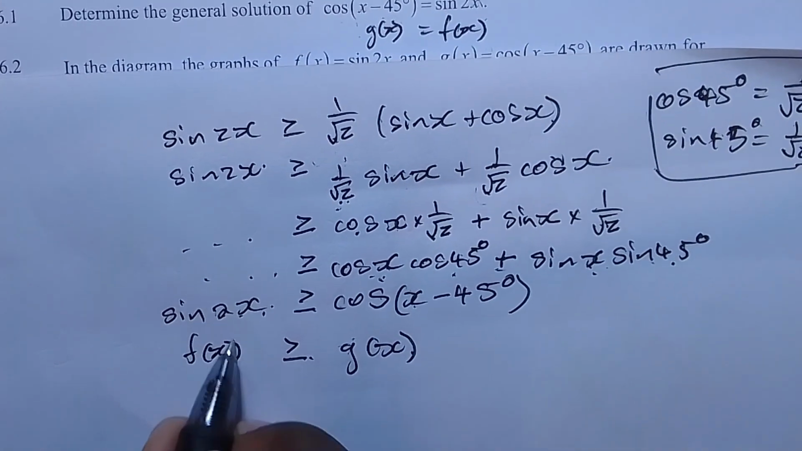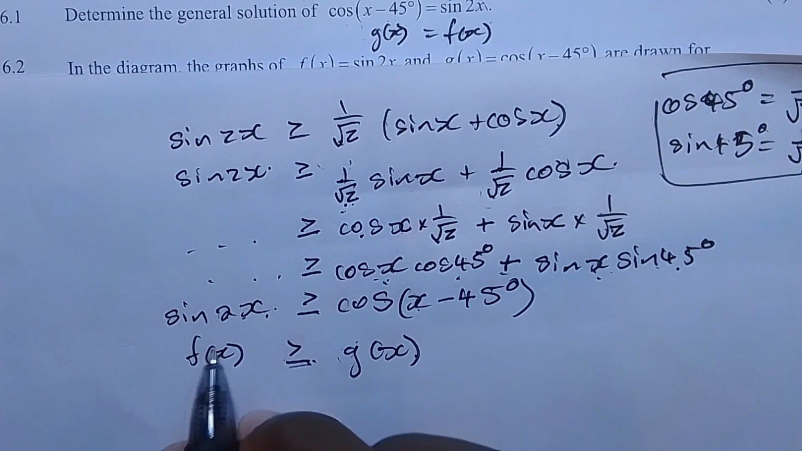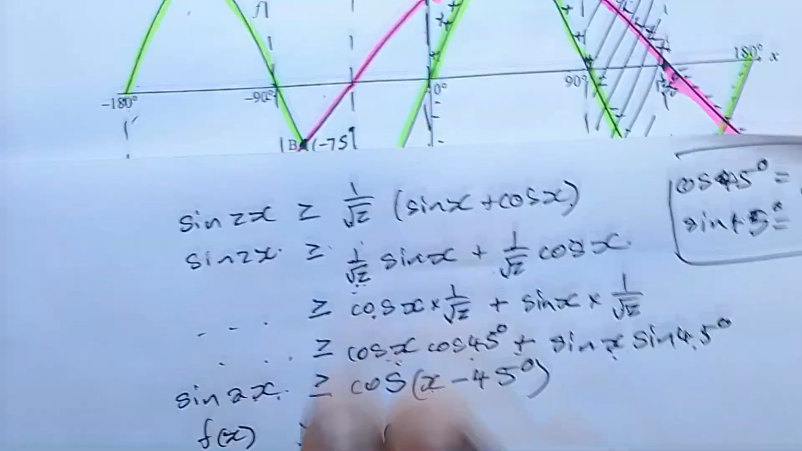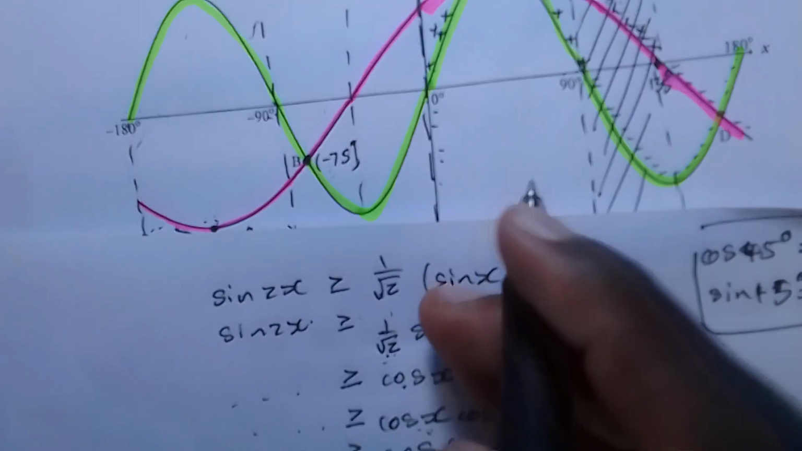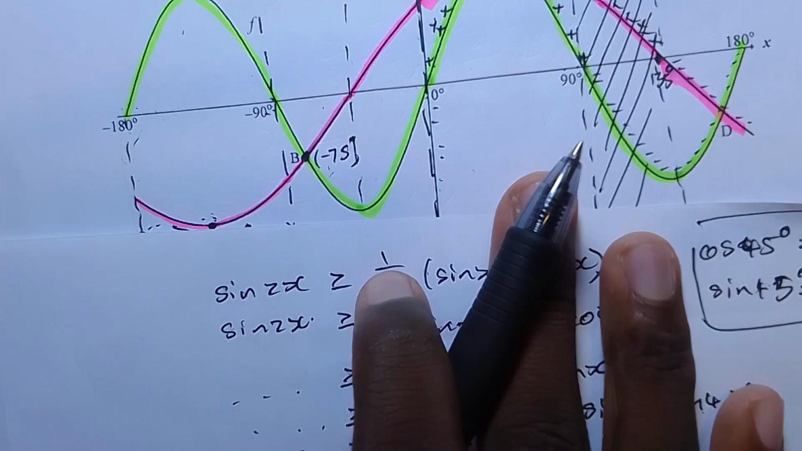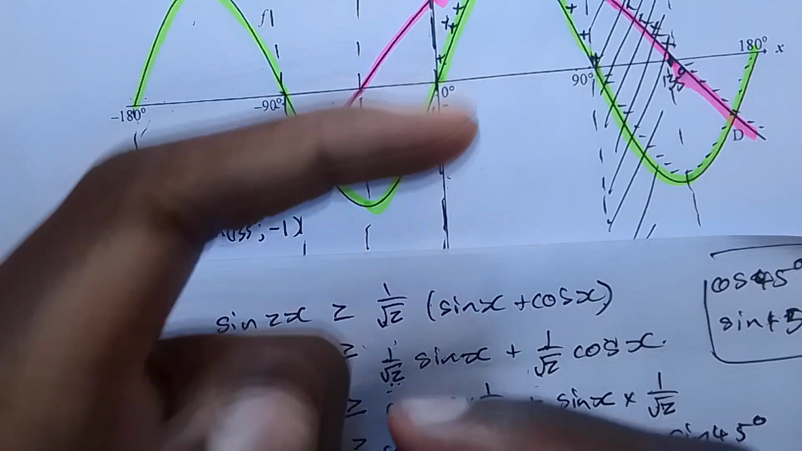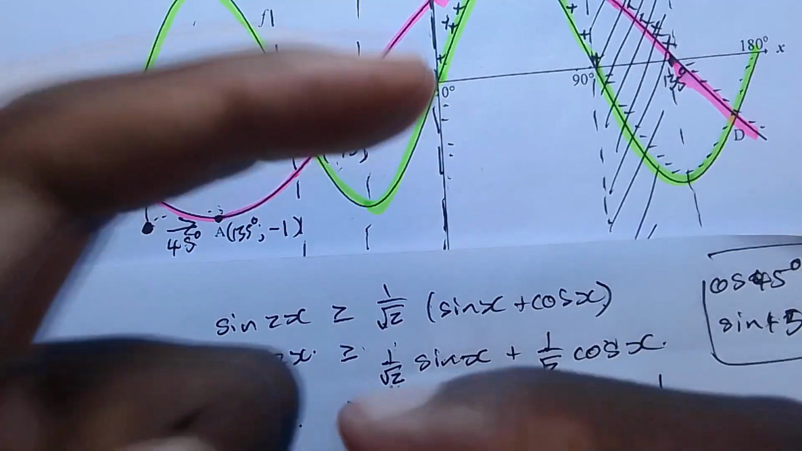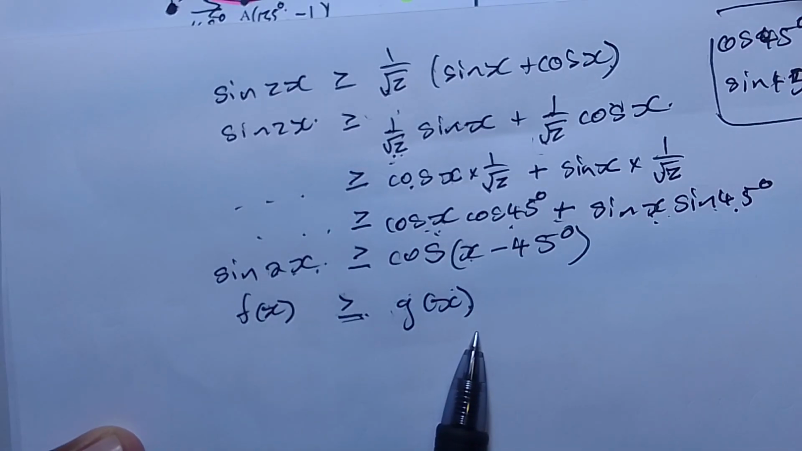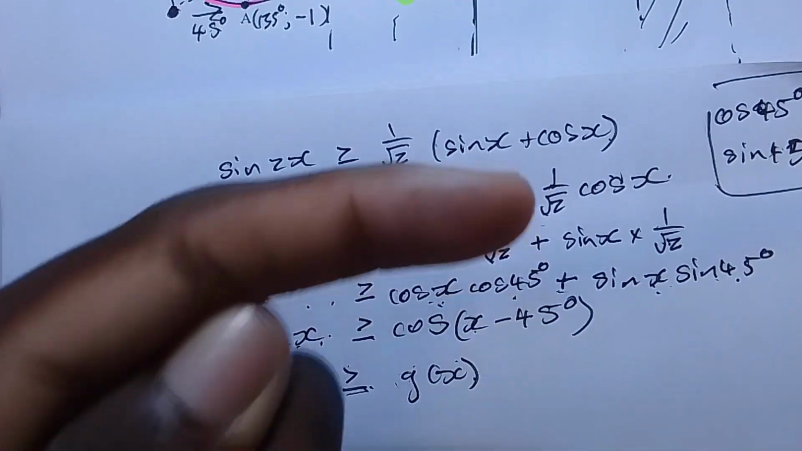So you look at where f of x is greater than or equal to g of x. What does that mean? If a function is greater than another one and they're on the same Cartesian plane, that means that function is above the one that it is greater than. So what do I mean? If f of x is greater than g of x, that means f of x is above g of x.